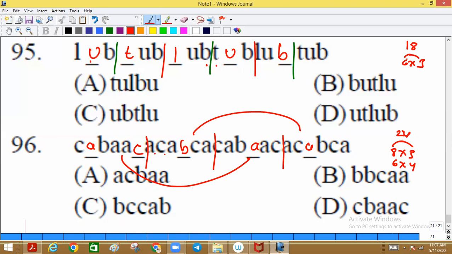BCA is there. Where? Last two. Last three letters. BCA. First is 12 letters. So BCA. First 12 letters. Last three letters. Last letters BCA is there. BCA.